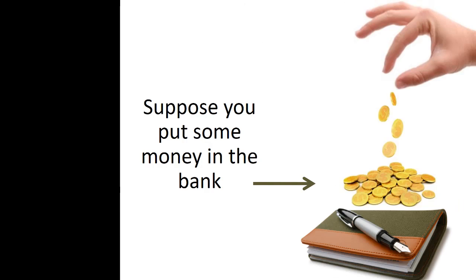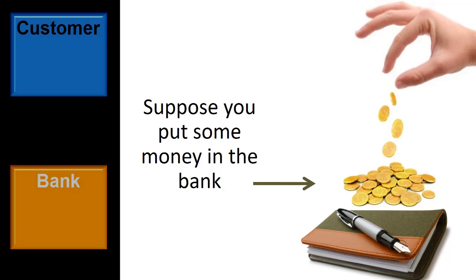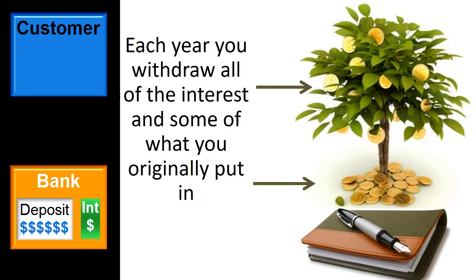Let's take a look at an example that may help to explain this difference in tax treatment between earnings and tax-free return of investment. Suppose you open an interest-bearing bank account and put in $1,000. Further, suppose that each year you withdraw all of the interest earned in the account and some of your original $1,000 deposit. For example, suppose that the bank account earns 5% interest per year. At the end of the first year, you withdraw the $50 of interest earned on your $1,000 deposit and you withdraw $100 of your original deposit.